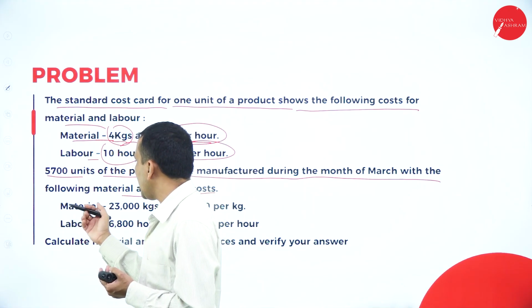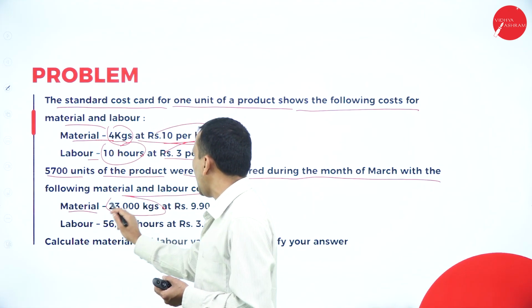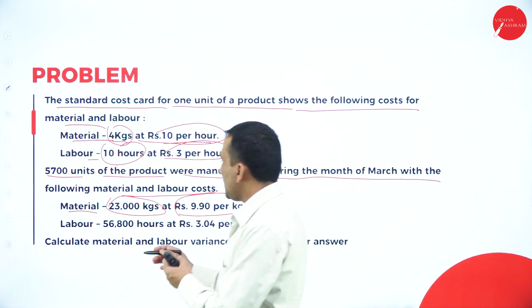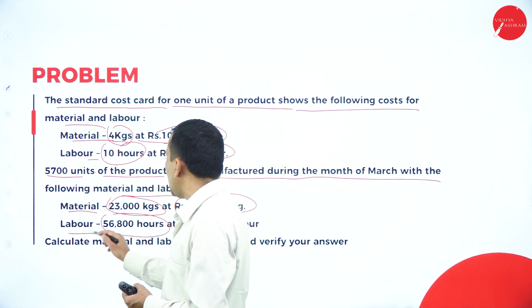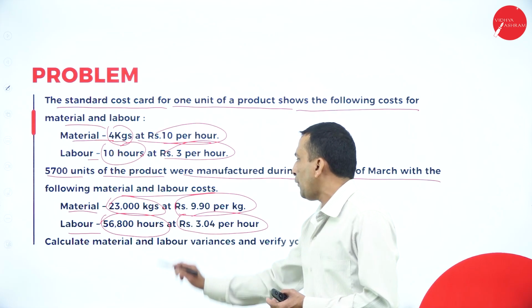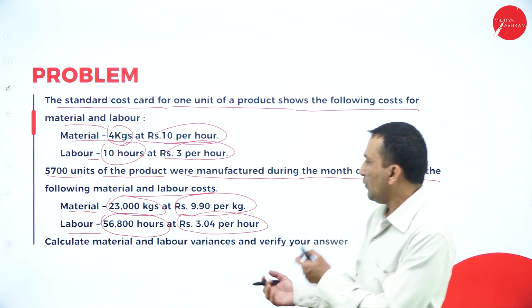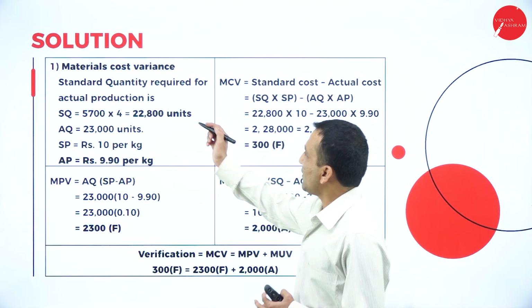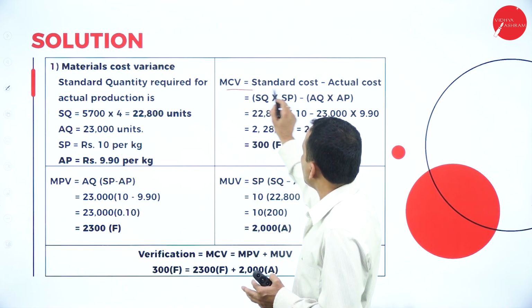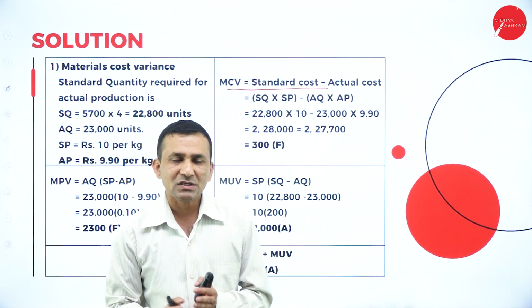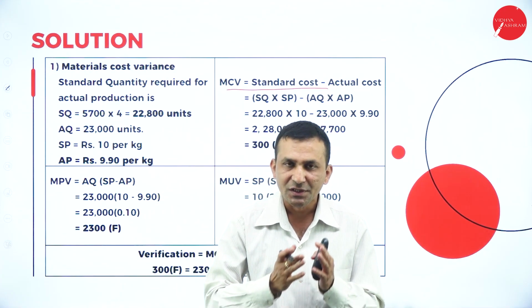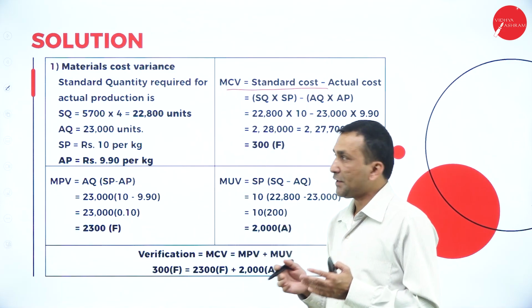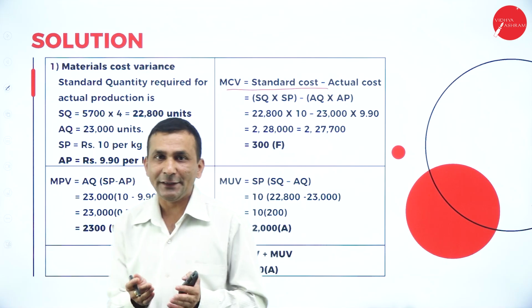Now moving to the actual one: material 23,000 kg at rupees 9.9, which is the material price. The labor here is 56,800 hours at the rate of 3.04, which is the actual rate. Now calculate material and labor variance and verify your answer. In this, we need to find the material cost variance, which is nothing but standard cost minus actual cost. How do we get standard cost? Standard quantity into standard price. And the actual cost is actual quantity into actual price.